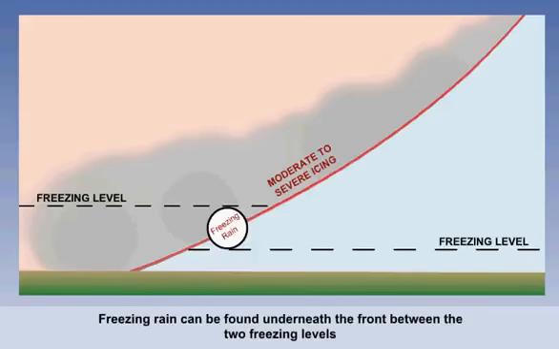Under special circumstances, the most severe form of icing can be found underneath the warm front. This is known as freezing rain or rain ice, but as we mentioned earlier, this will be discussed in detail within the icing lesson.